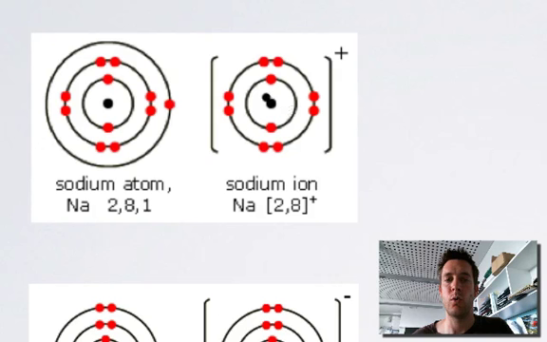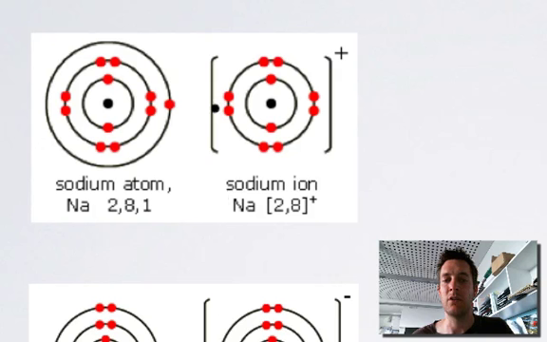So if we just look at why the charges are what they are for now, let's look at this sodium atom here with 2 and another 2, 4, 6, 8 electrons and another 1 in that shell. Okay, so 2 and then 8 and then 1. Sodium's atomic number is 11, so it's got 11 electrons.